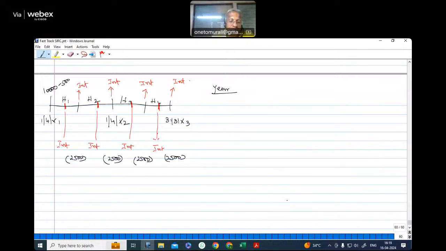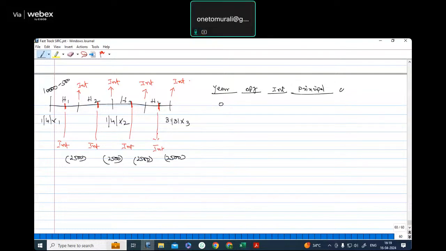Year number 0, where opening, interest, principal, repayment, and closing. So 9,500 only we can take up. Though the loan was there for 10,000, there is a transaction cost to the extent of 500, 9,500. Interest is to be calculated at the rate of 12% on the outstanding figure. So here we are not trying to find out the ledger accounts. Our primary aim is to find out the effective rate of interest.